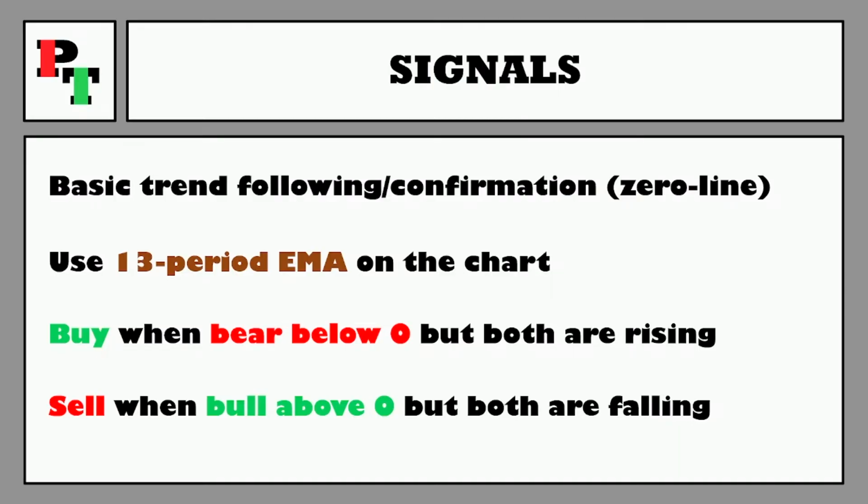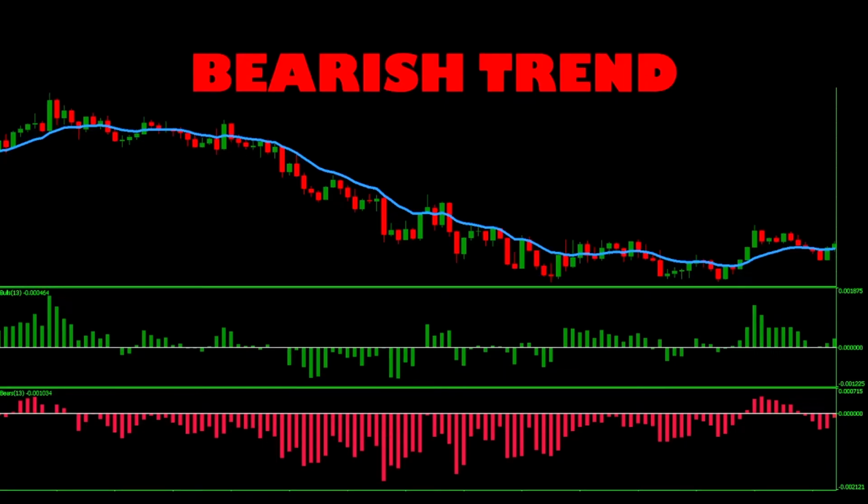you'll need the on chart EMA sloping downwards, have the bulls power be above a value of zero, but have both the bulls and the bears indicators falling in value. So here's our cherry for the bearish trade.